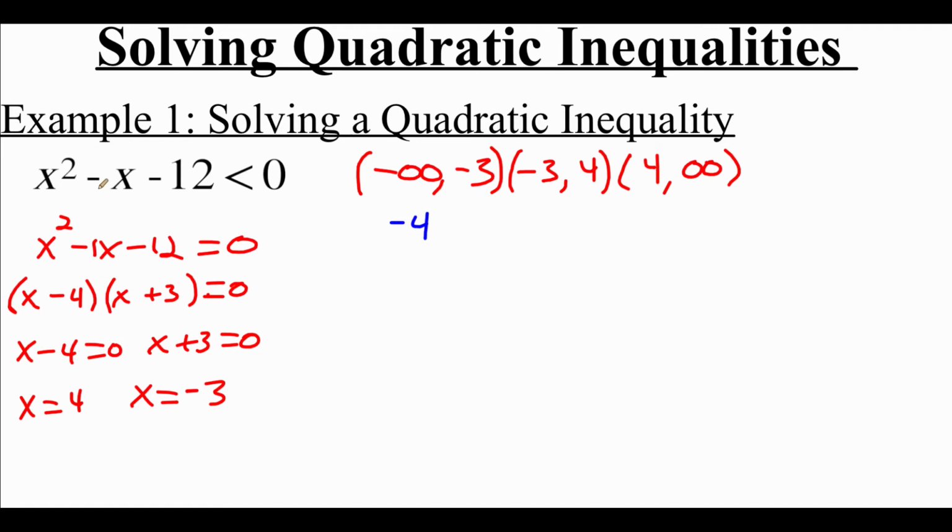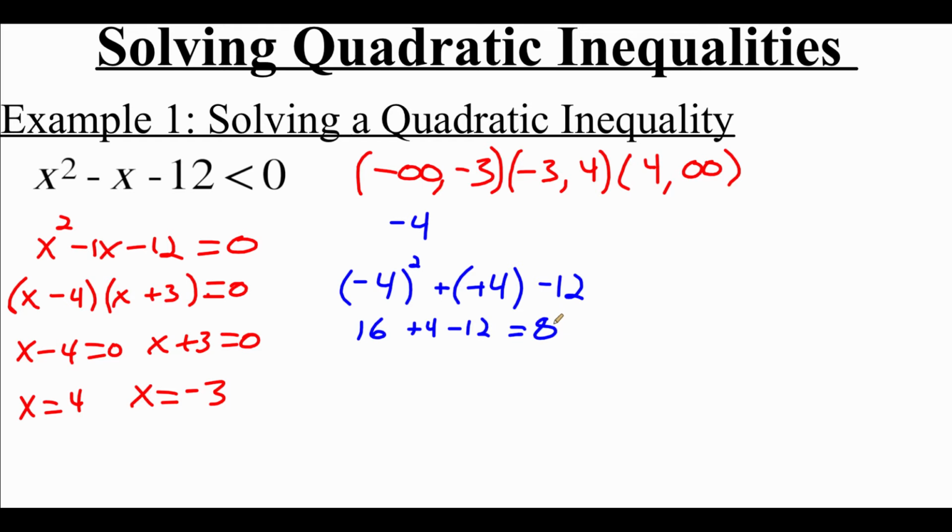So I'm going to go to my expression over here on the left hand side, and I'm going to plug in -4. So we have -4 squared minus -4 minus 12. So -4 squared is 16. This double negative in here turns positive, so that's going to turn into a +4 then with our minus 12. So 16 plus 4 is 20, minus 12 is 8.